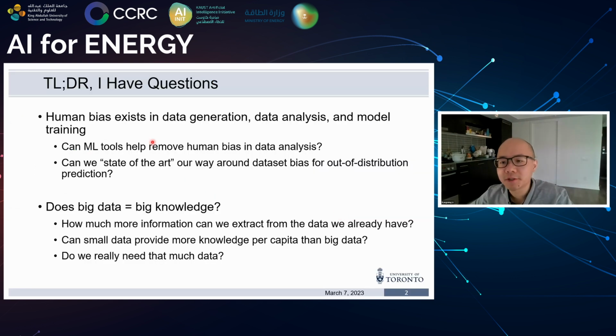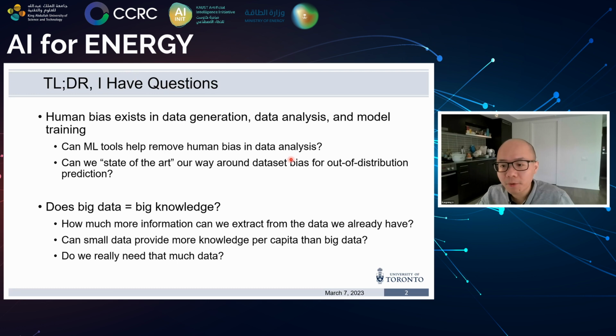So, long story short, the work that I will be presenting today is centered on two aspects of machine learning application, which concern human bias and the volume of data. So here are my questions. We all know that human bias can exist in data generation, the analysis of the data and the model training. Then how can we use machine learning to remove such bias in the data analysis?